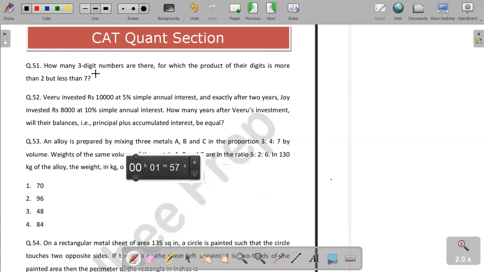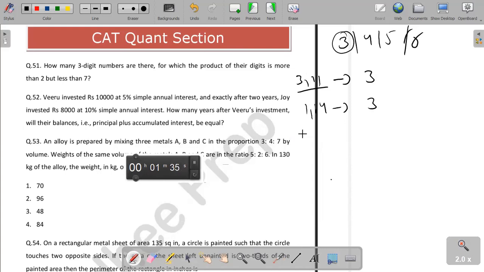How many three-digit numbers are there for which the product of their digits is more than 2 but less than 7? More than 2, that is, it could be 3, 4, 5, and 6, and less than 7. Three-digit numbers. If we take the case of 3, that is 3, 1, 1. So these numbers are 3 factorial by 2 factorial, 3 numbers. For the case 1, 1, 4, the number would be 3. And if I go with the case 2, 2, 1, then also the number would be 3.